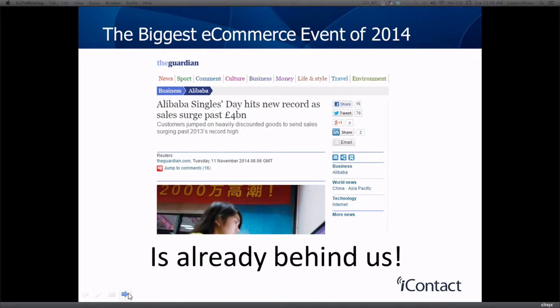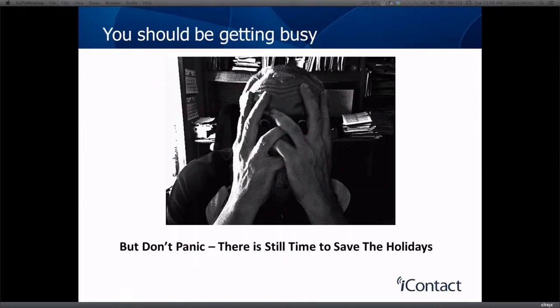Will I be including Singles Day in my holiday marketing plans for next year? I probably will. It's a huge opportunity, and one that I definitely want a slice of. But don't panic. You should be getting busy, but there's still time to save the holidays. We still have a number of weeks to get things right and start seeing those returns.